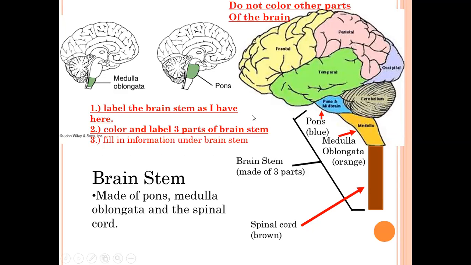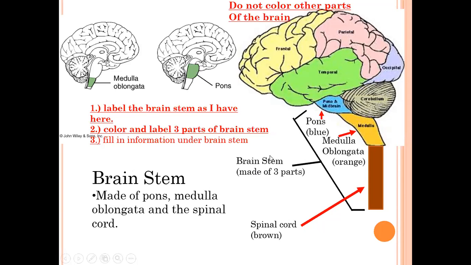Look at the instructions. So this slide shows you some more parts of the brain, and what we're focusing on for this slide is the brain stem. The brain stem is made up of 3 parts. It's made up of the pons, the medulla oblongata, and the spinal cord. So you can see this bracket here that I'm outlining with my cursor. That whole thing is the brain stem.